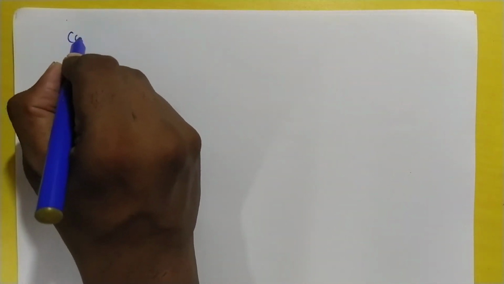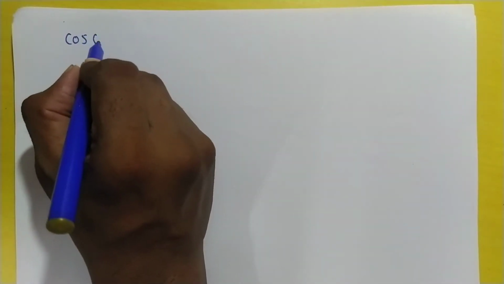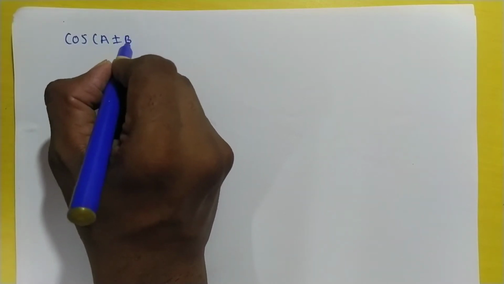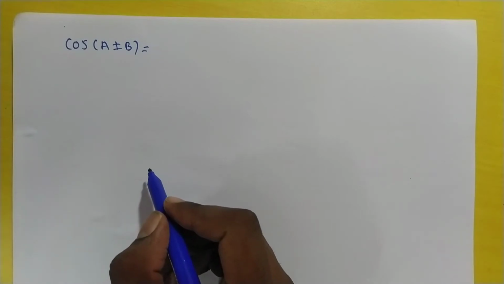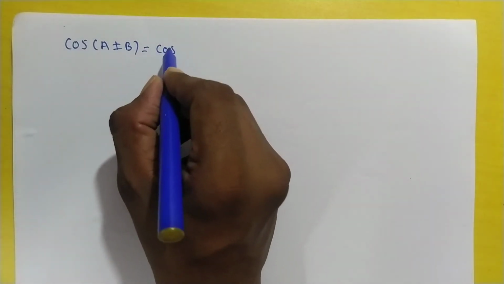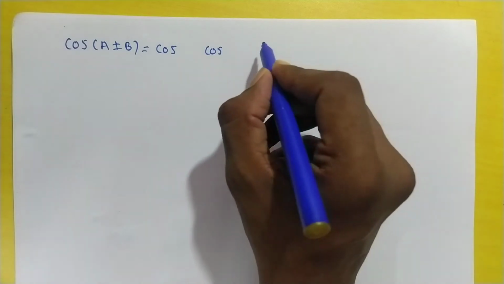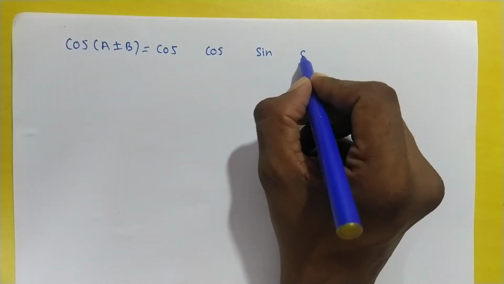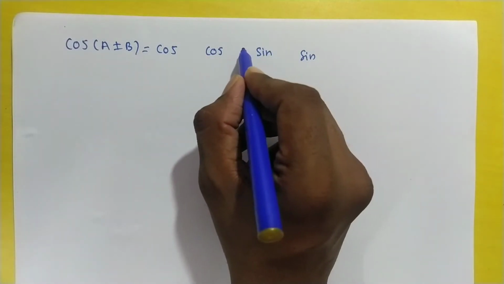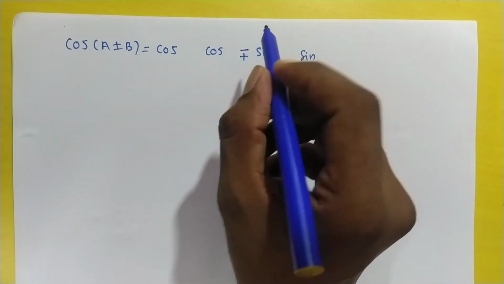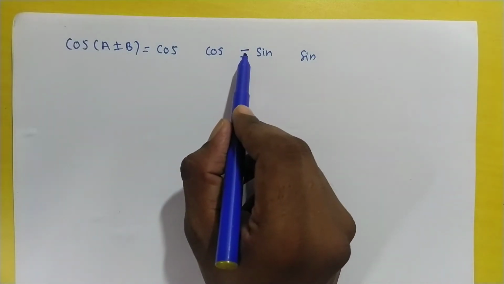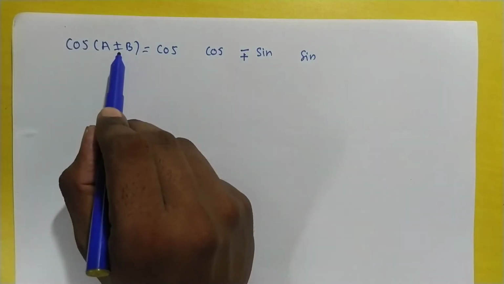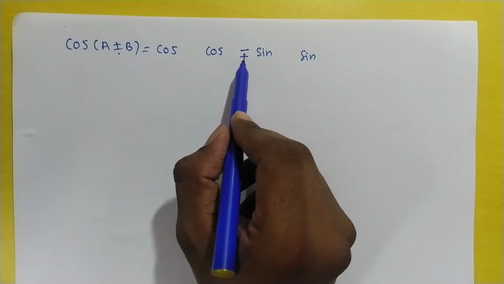Now we take examples based on the next formula, that is cos of A plus or minus B. It is a very simple method, you can remember: cos, cos, sine, sine, reverse sign, so minus plus. Reverse means if the plus sign is present, then you take the minus sign. If the minus sign is present, then you take the plus sign.